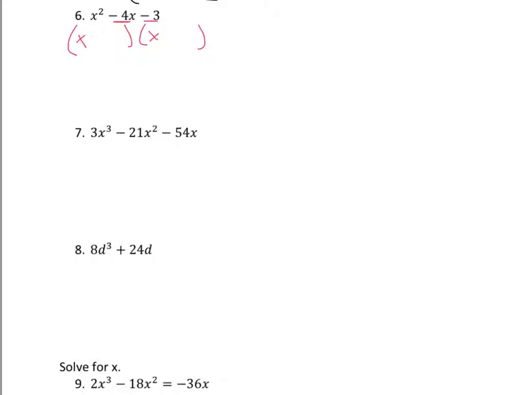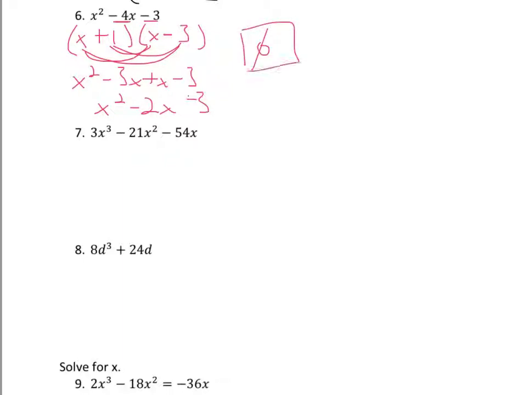Well, the only numbers I know that multiply to negative 3 are negative 3 and positive 1, or positive 3 and negative 1. If I check this, I'm going to get x squared, a minus 3x but a plus 1x, and then minus 3. So this is actually x squared minus 2x minus 3. There's actually no way to do this that works. So for this problem, the answer is no solution or already factored. So this is incorrect. It doesn't work. It's just no solution.